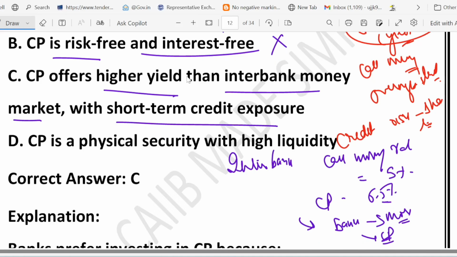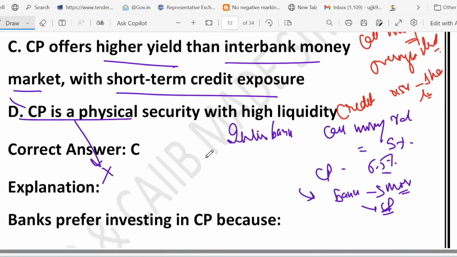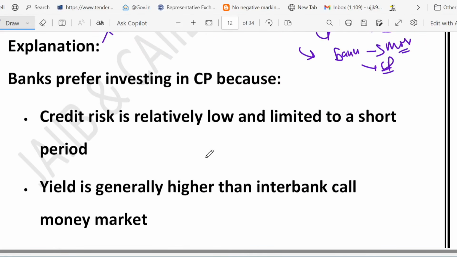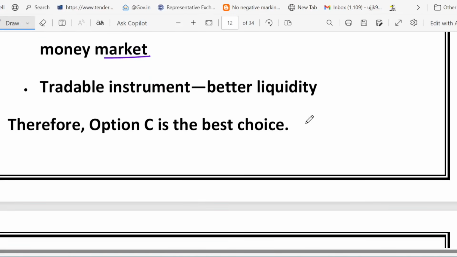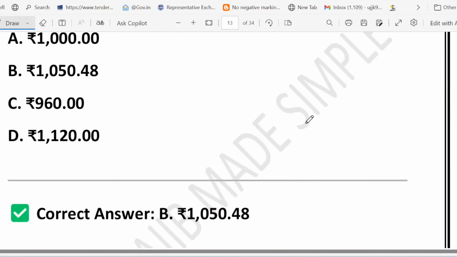Option D says CP is a physical security with high liquidity. This is partially wrong. Yes, CP has high liquidity, but it is not a physical certificate anymore. I told you already, it is always issued in demat form. So let's summarize. Why do banks invest in CP? Because it offers higher yield than short-term bank-to-bank lending, and credit risk is low and limited to a short period. CP is quite tradable, so a bank can sell it before maturity if needed. And CP is always issued in demat form. So option C is the correct answer.